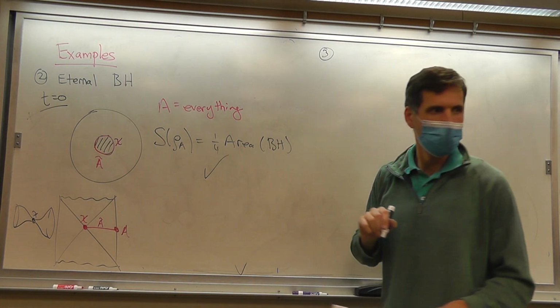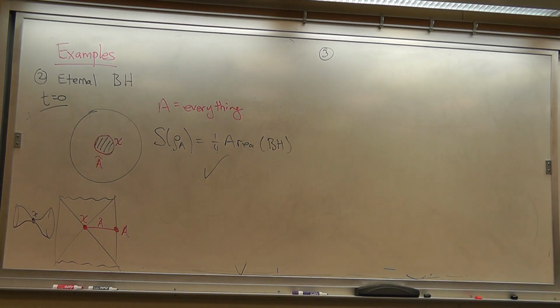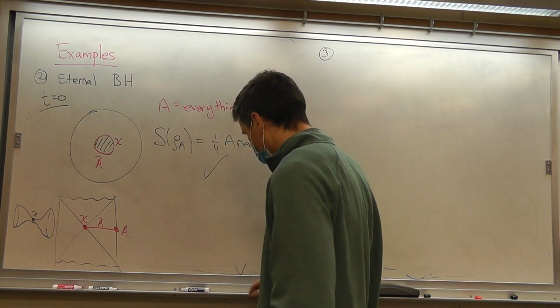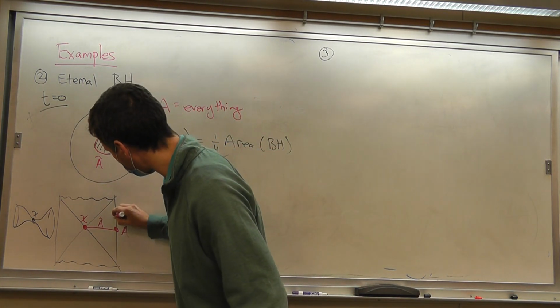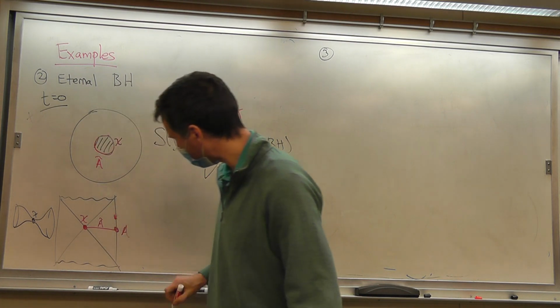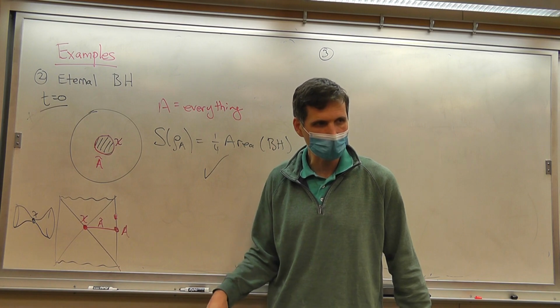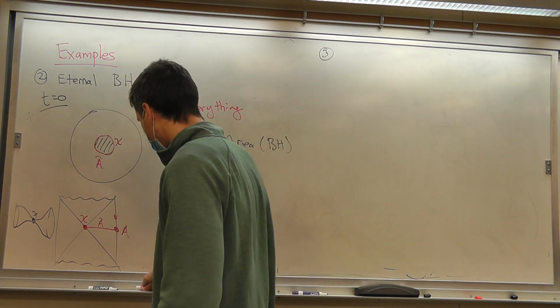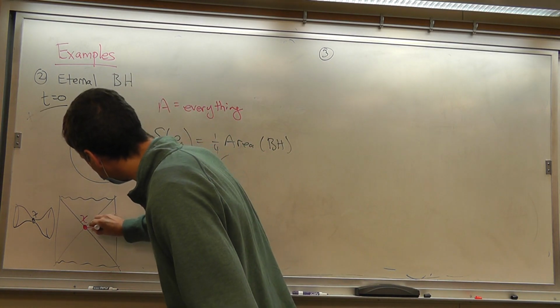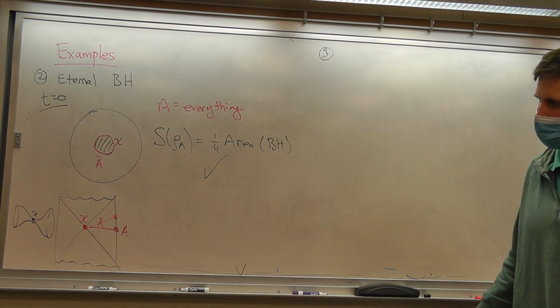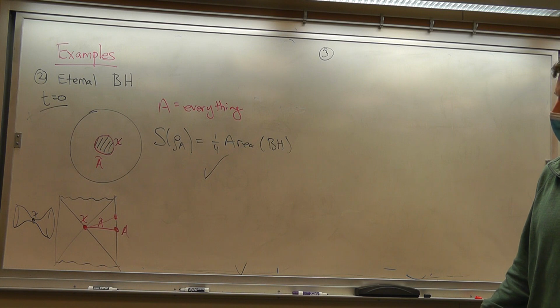Tom, am I allowed to boost that region A upwards? Okay, so you want to pick a region A at a later time? Yeah, the eternal black hole has a time-like isometry, so it'll give the same answer. It'll have the same minimal surface.